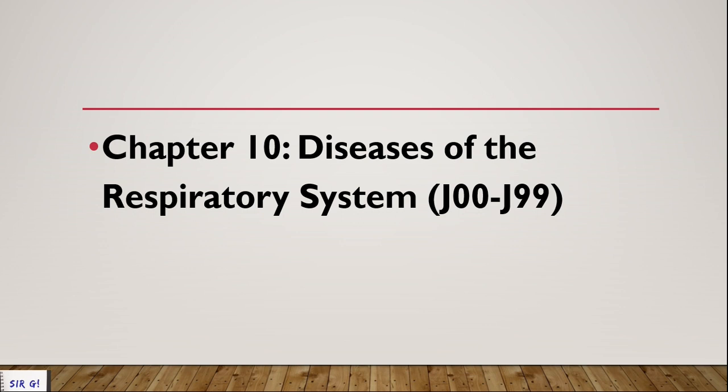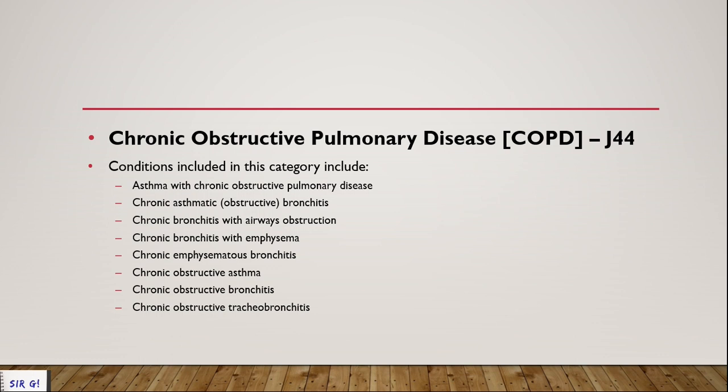So in today's video, I'll discuss first Chapter 10, diseases of your respiratory system. There are two common conditions that we may encounter under your Chapter 10, that is your COPD, chronic obstructive pulmonary disease, and your category for your COPD is your J44.